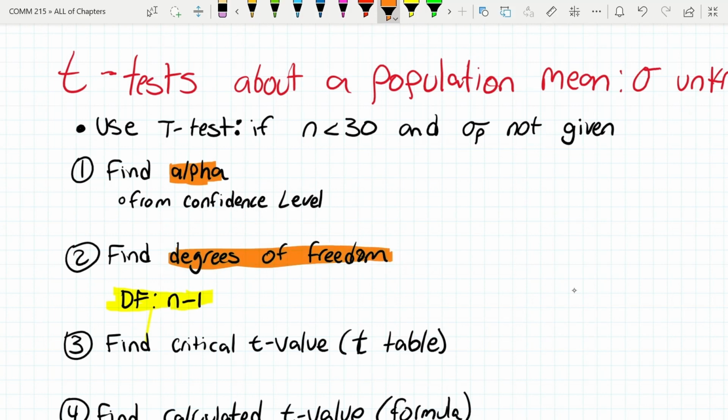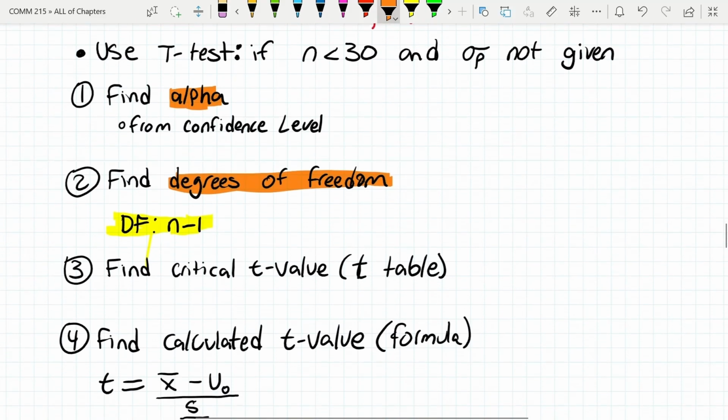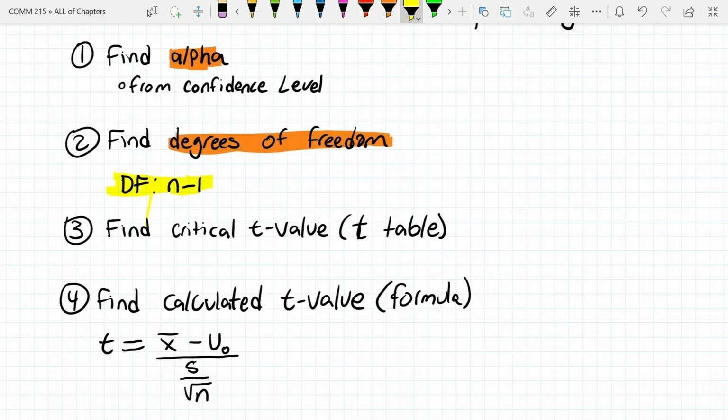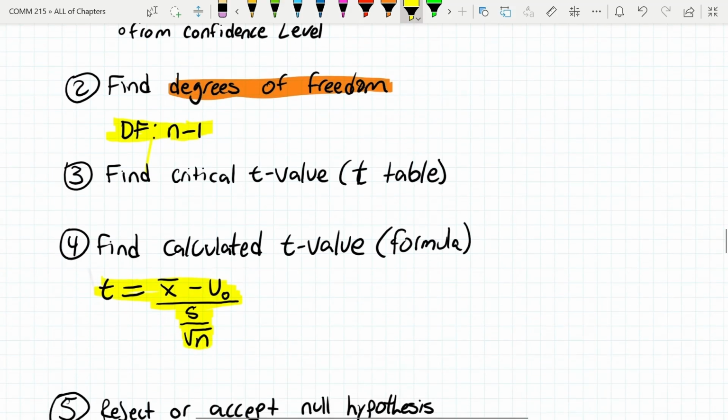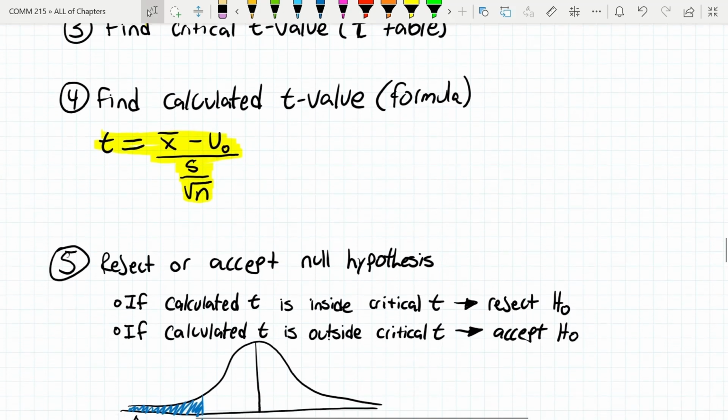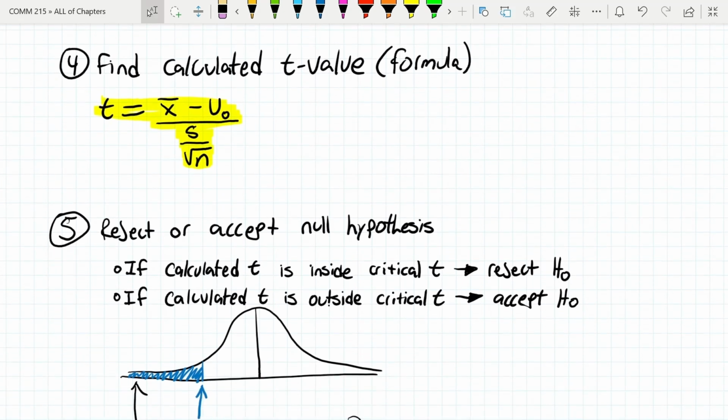You could find your critical t value in your t table. And then the fourth step is to find your calculated t value with the formula of t equals x bar minus the mean divided by your sample standard deviation divided by the square root of n. And then from this you can reject or accept the null hypothesis. So if your calculated t value is inside your critical t value, well then we must reject our null hypothesis. And if calculated t is outside our critical t value, we must accept our null hypothesis.